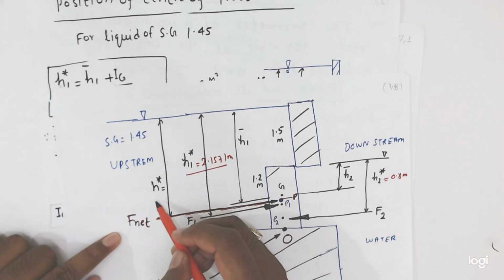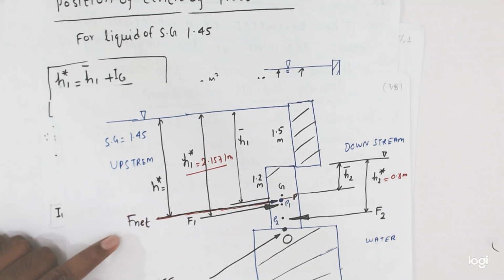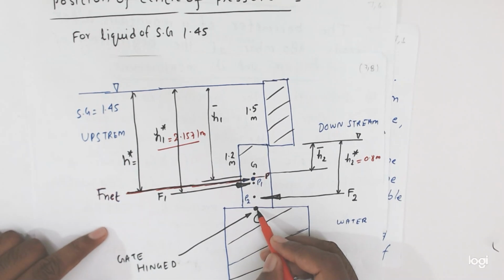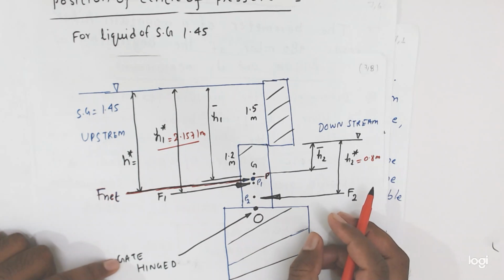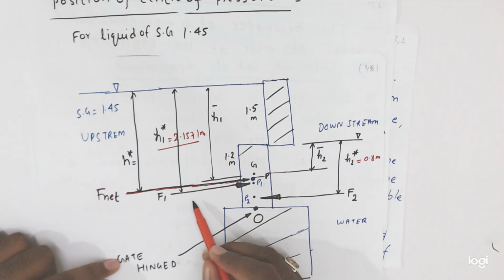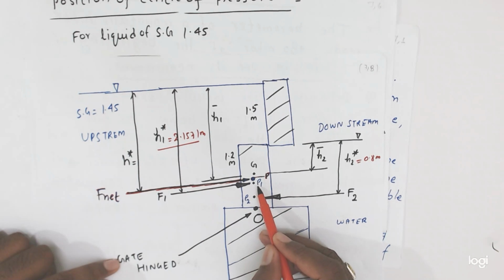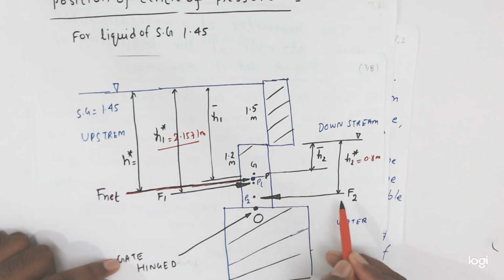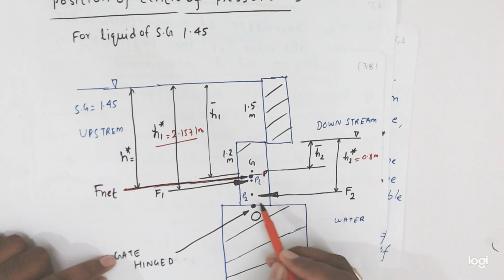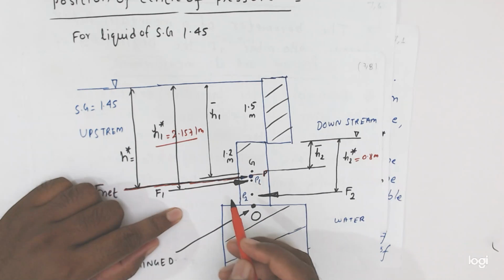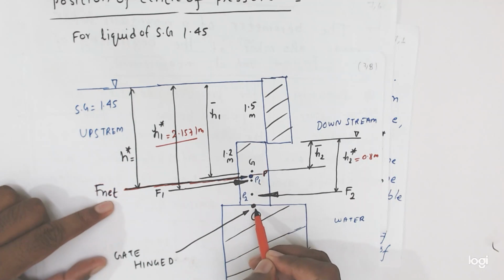So let it be H star. Friends, you see here, this is the hinge point. The gate is hinged at the bottom, so we will take the moment at the bottom. F1 force is working at point P1 and F2 force is working at point P2. So we have to calculate first, friends, the distance from hinge O to P1 and from hinge O to P2.